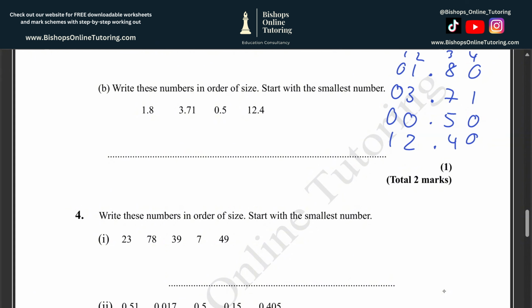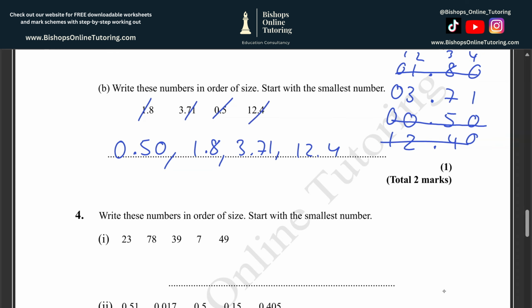The first column has 3 zeros and a 1, so let's just pursue the 3 zeros first. Column 2, if we're only looking at the top 3 numbers, is a 1, 3, and a 0. So clearly 0.50 is our smallest number. Let's carry on looking at column number 2, but for the top 2 numbers. We've got a 1 and a 3. So that would clearly mean that 1.8 is our next smallest number. And that would therefore make 3.71 our next smallest number, and 12.4 our biggest number by elimination.